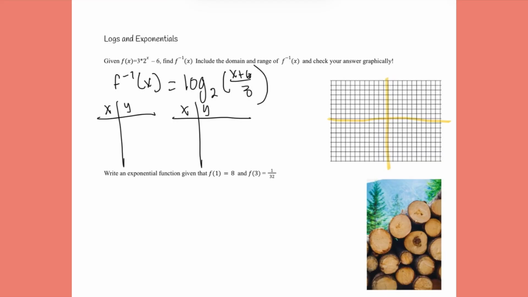Okay, our final step is checking our answer graphically. We can do this by graphing both f of x and the inverse of f of x. So the first thing I'm going to do is make some tables of values in order to find points on the functions.